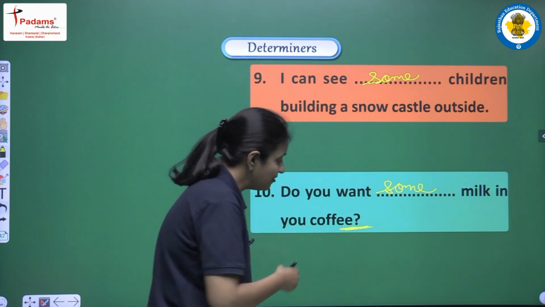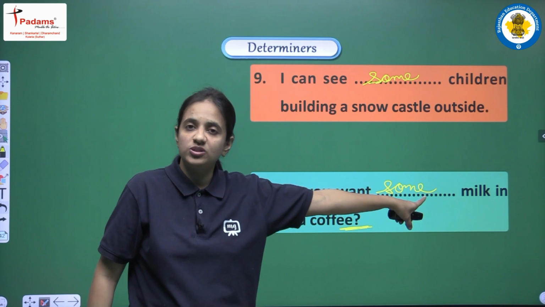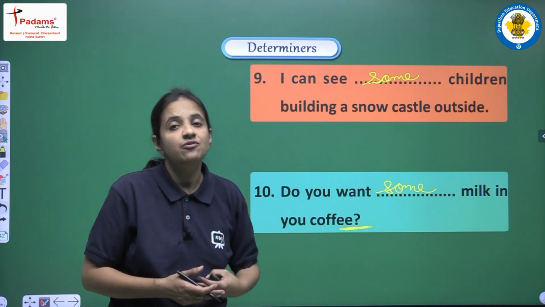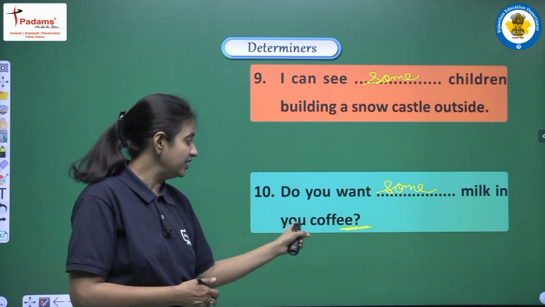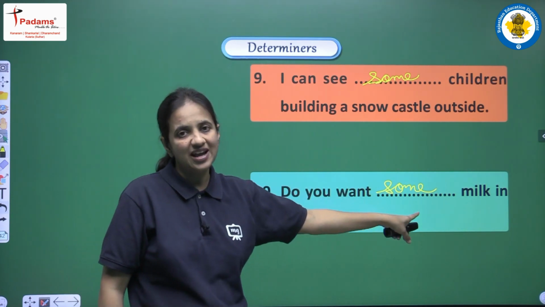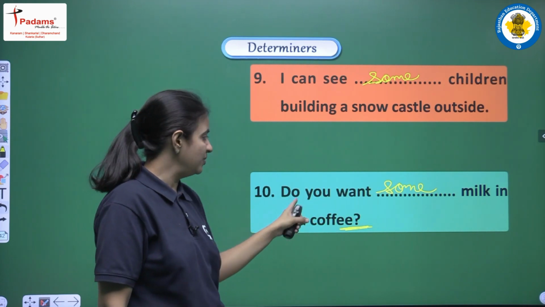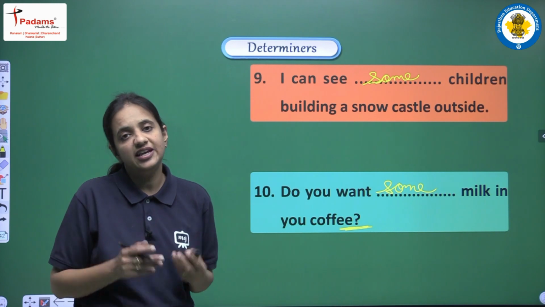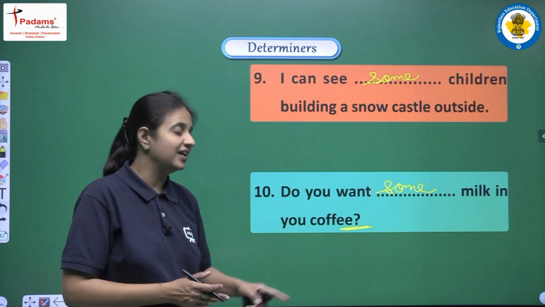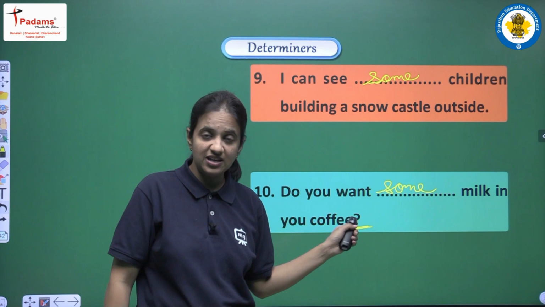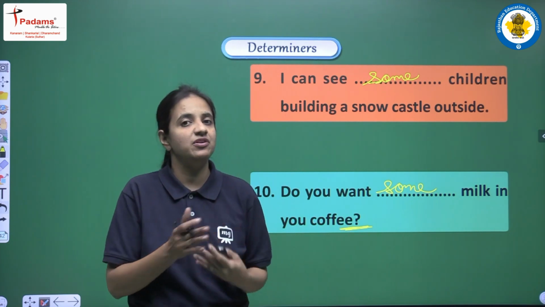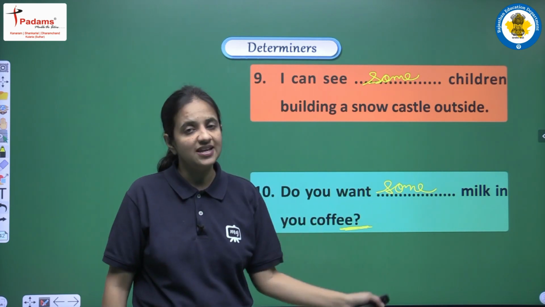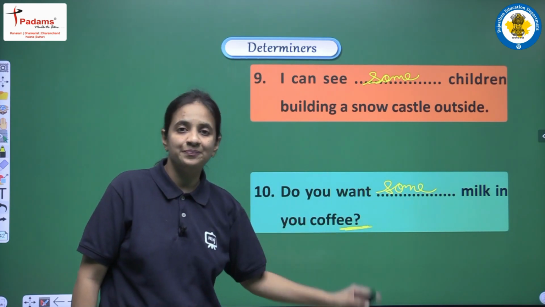Right? Yes, we are having interrogative sentence, but we are using some here. Why? Because in this sentence we are having some offer. We are offering milk to someone in his coffee. This is the reason we are using some here, and the sentence will be, do you want some milk in your coffee? So you know, you have to learn these things very well. That yes, we are having interrogative sentence, but in this sentence we are having offer. This is the reason we are using some here. We are not using any. The right answer will be some.